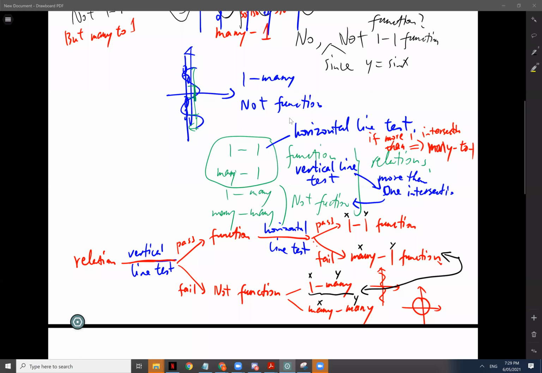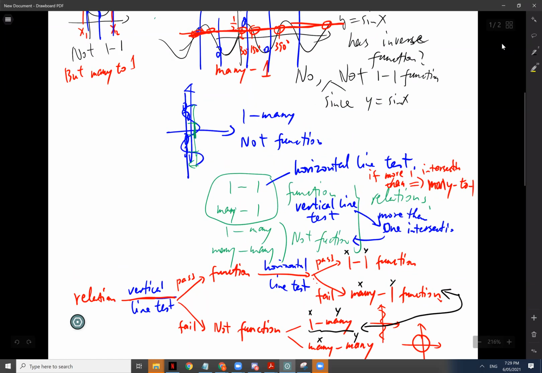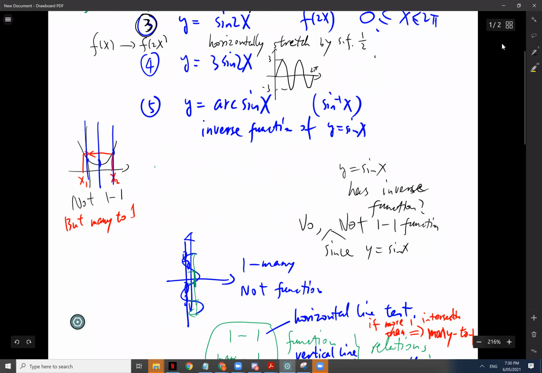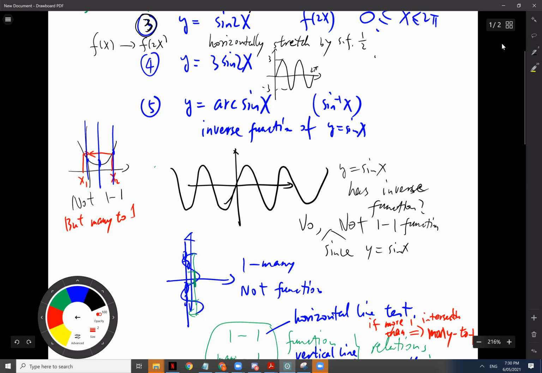Katrina, any question? No. Okay, that's why sine x has no inverse function. In general, sine x has no inverse, but we can do something. We have sine x here, a lot, never stopping. If we just choose a small piece like this, just a small piece here, it's one to one now.